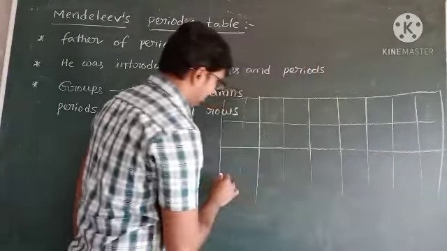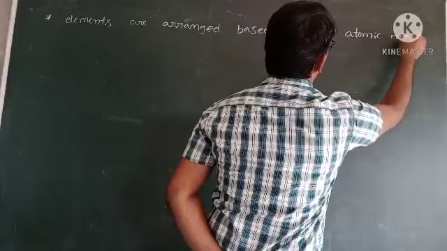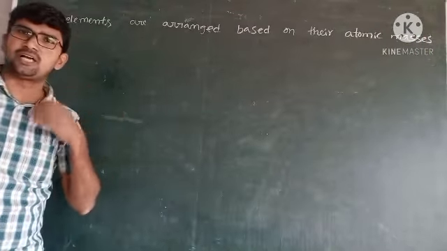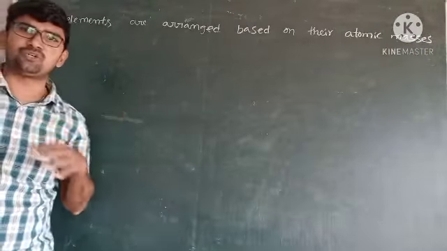Right. Sir, how are elements arranged in the Mendeleev periodic table, sir? Elements are arranged based on their atomic masses. So this person was also arranging the elements based on their atomic masses only.